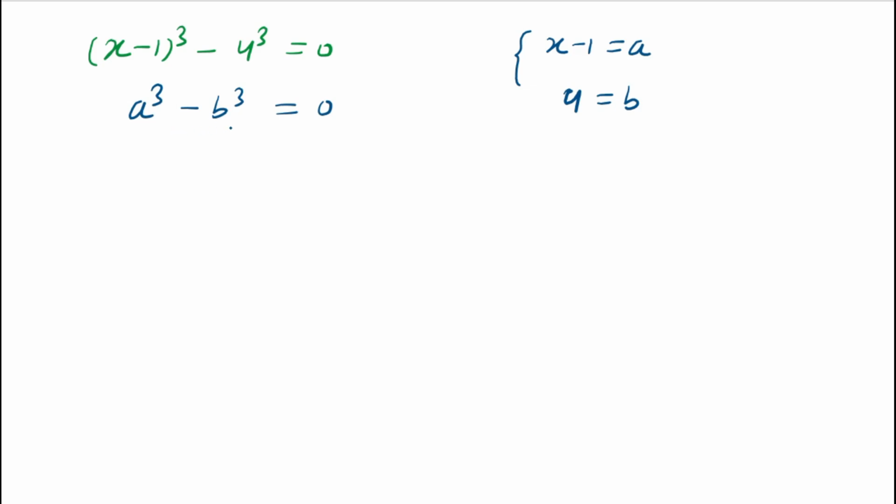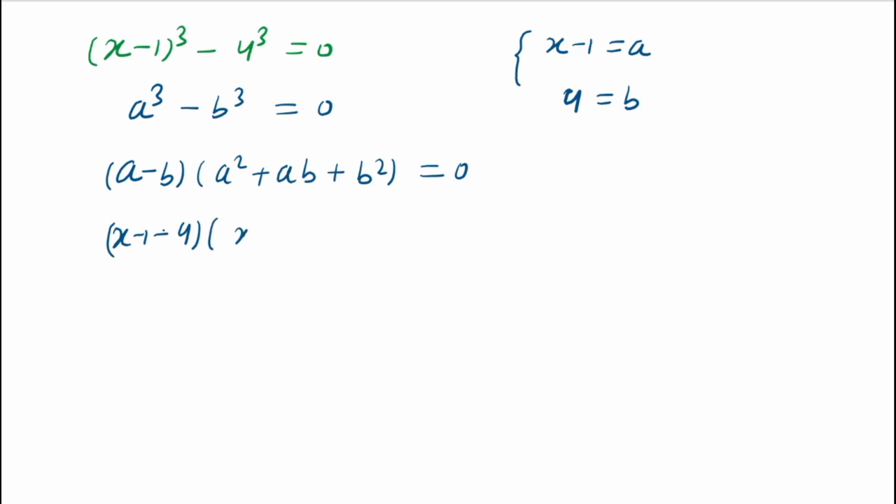This is the difference between two cubes, and the factor of a³ − b³ is (a − b) multiplied by (a² + ab + b²), and this is equal to 0. Here the value of a is x − 1, and the value of b is 4. And here a is replaced by x − 1 whole square, plus a is replaced by x − 1 and b is replaced by 4, plus b is replaced by 4 square, and this is equal to 0.